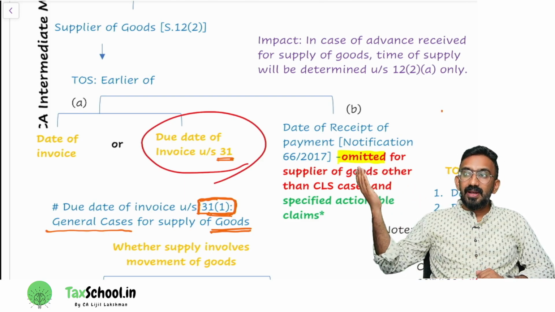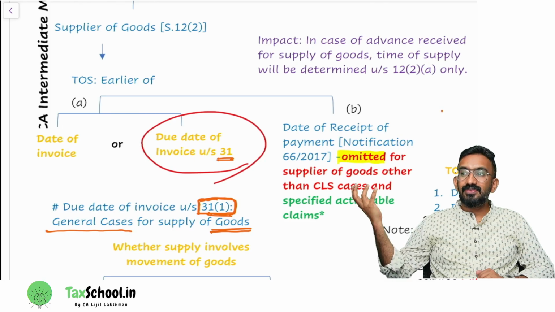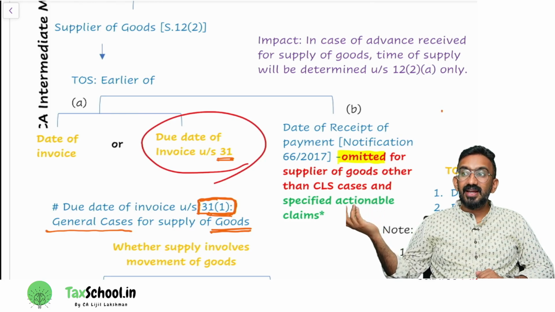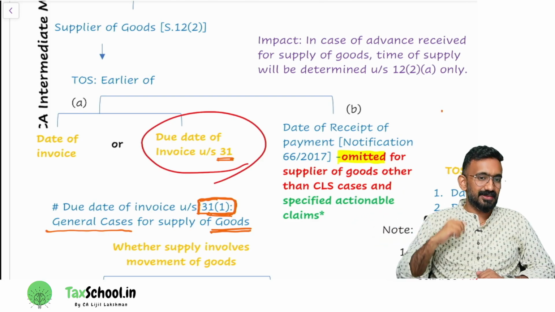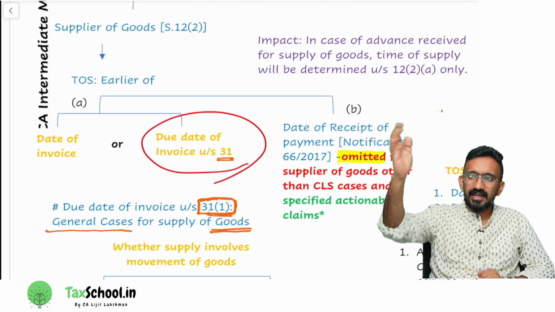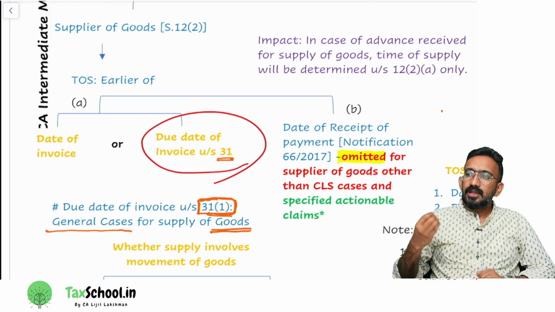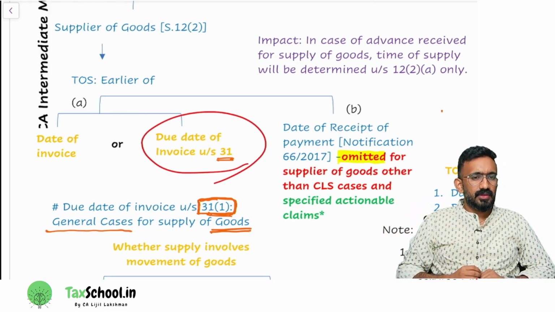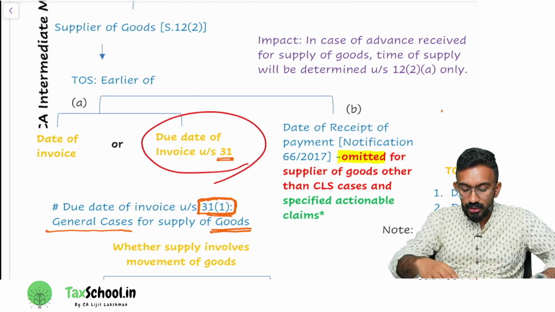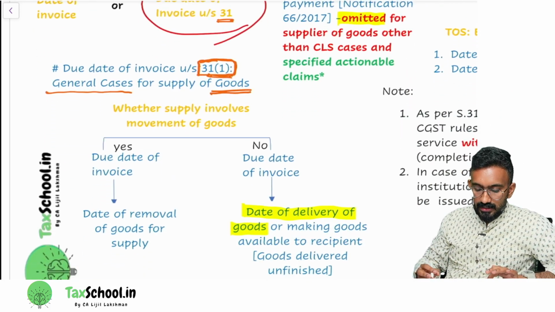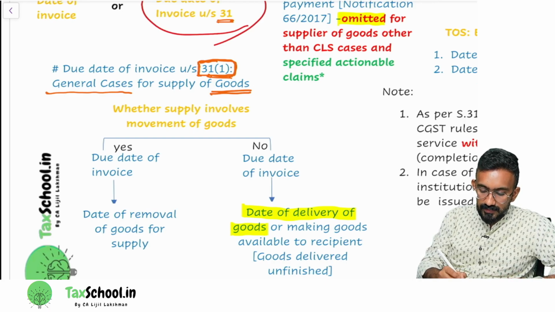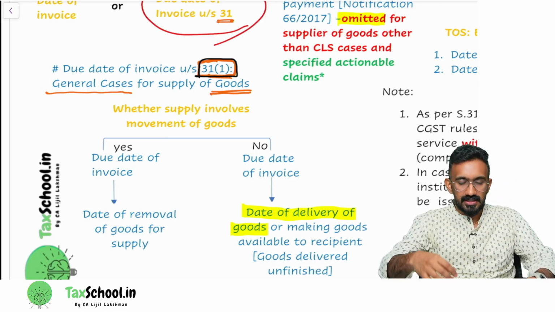When will I apply date of receipt of payment also? Only if it is a case of specified actionable claim or composition levy scheme. Other cases I will ignore this. I'll only take the clause A. What is due date of invoice? Section 31 talks about due date of invoice. In that, 31 subsection 1 gives you the basic understanding of what is due date of invoice. What does 31 subsection 1 say?